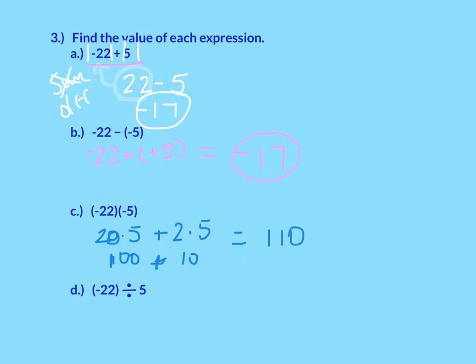Now I just have to decide if it's positive or negative. Well, there's 2 negative signs. That's an even number of negative signs. So that means my answer has to be positive 110.